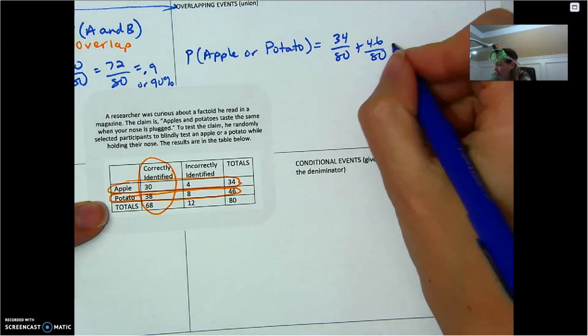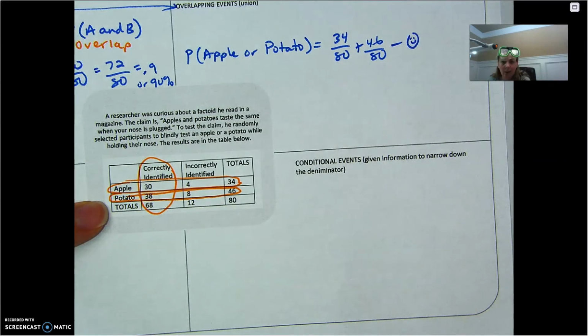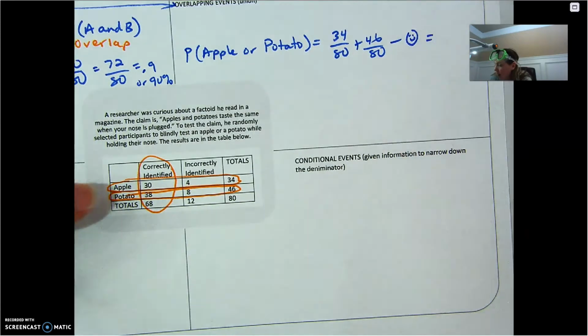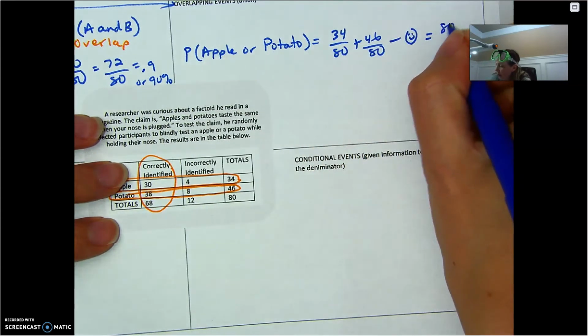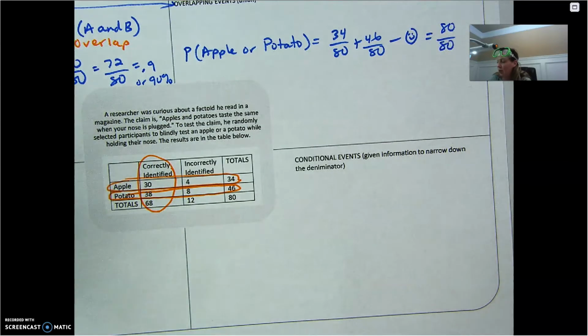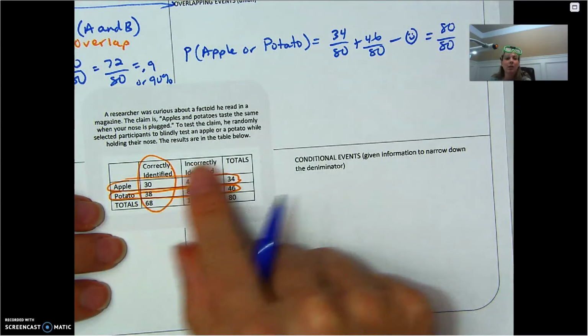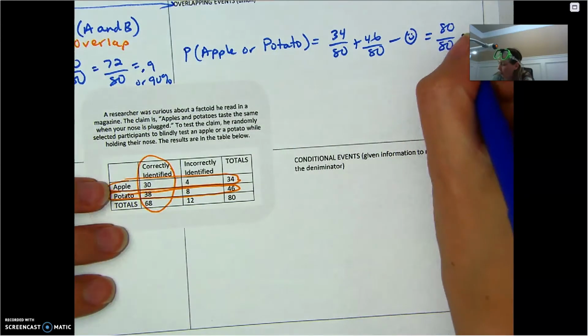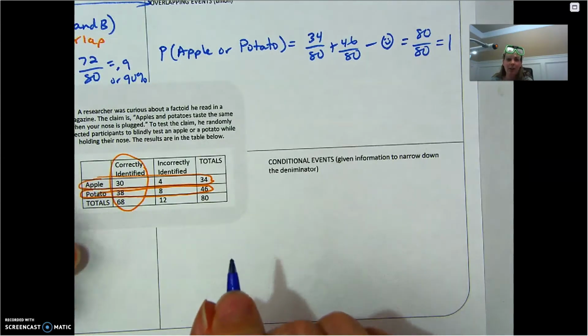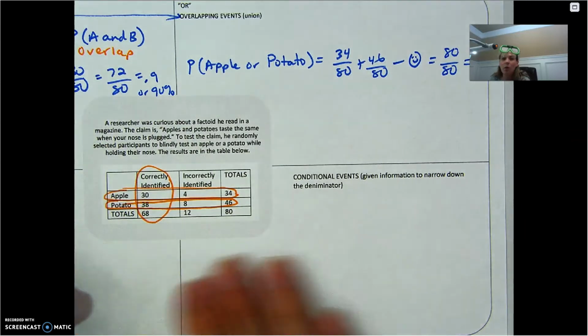There is minus, I'll put a little zero here, right? There is nothing to worry about, no overlap. So when you add these up, 34 plus 46 turns out to be 80. So there's a 100% chance, according to this table, that you're either eating an apple or a potato, right? 100% chance. Okay, so those are your or probabilities.